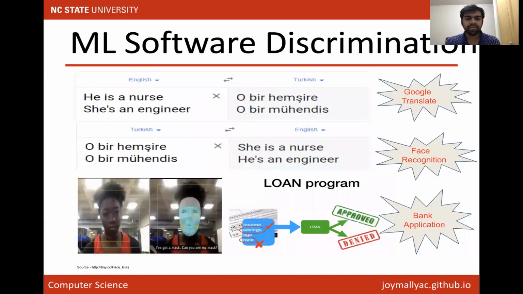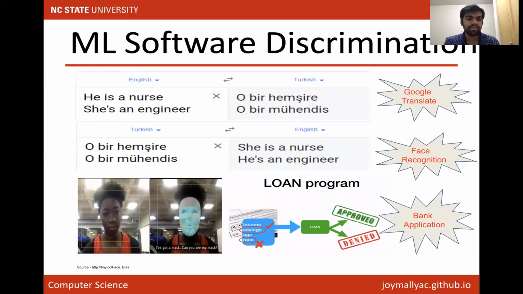But are these software always fair? No. There are certain cases where we see that software shows some kind of discrimination. Here we are showing 3 such examples. First, take an example from Google Translate. We are writing he is a nurse, she is an engineer in English, then translating to Turkish. And when you do the reverse from Turkish to English, it becomes she is a nurse, he is an engineer. So initially he was a nurse, she was an engineer, but now she is a nurse, he is an engineer. So you can see Google Translate is showing gender bias.